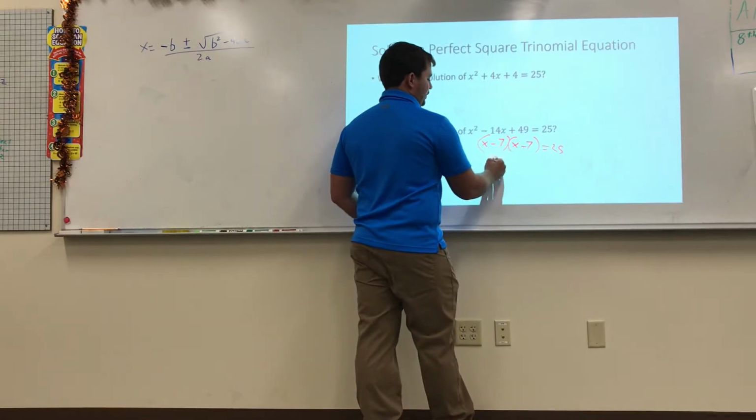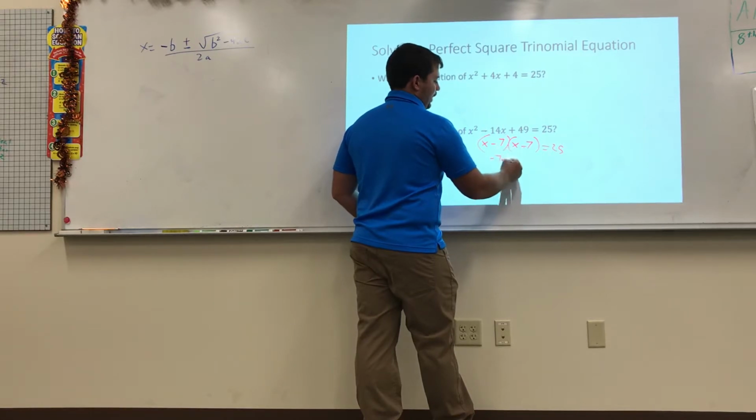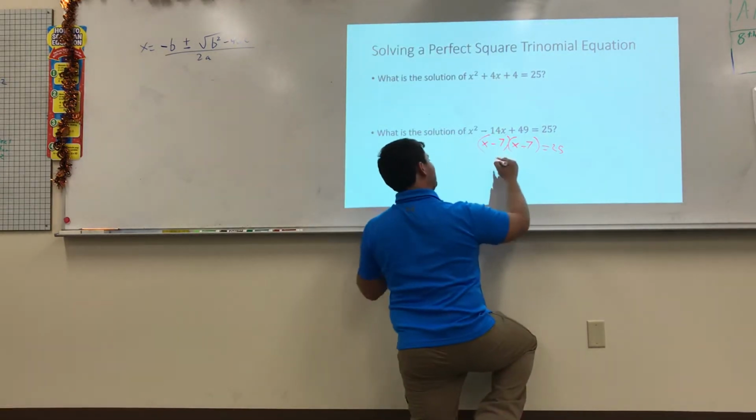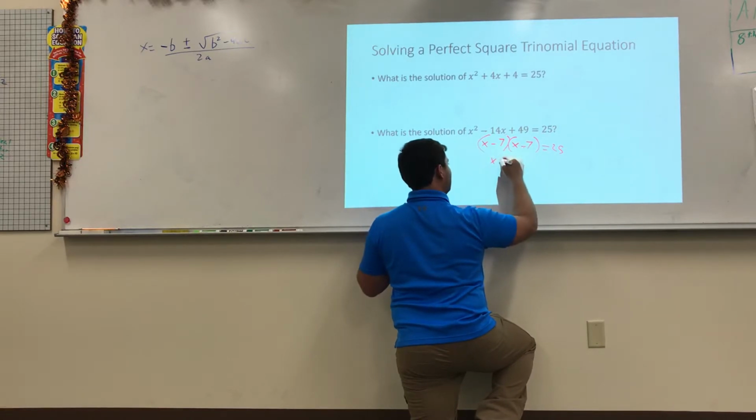Check it. Outside, I'm going to get negative 7x. Inside, I'm going to get minus 7x, which equals negative 14x. That's what I want, so that works. In other words, another way this can be written is (x minus 7) squared equals 25.